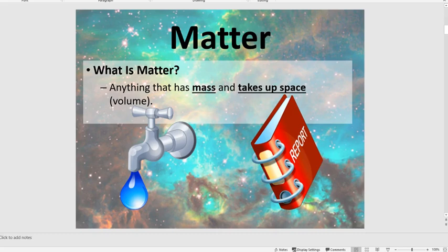So let's get started. What is matter? Matter is anything that has mass and takes up space. Volume is a way that we measure that space that mass takes up. You should have done that in math class. Fill in your notes now.